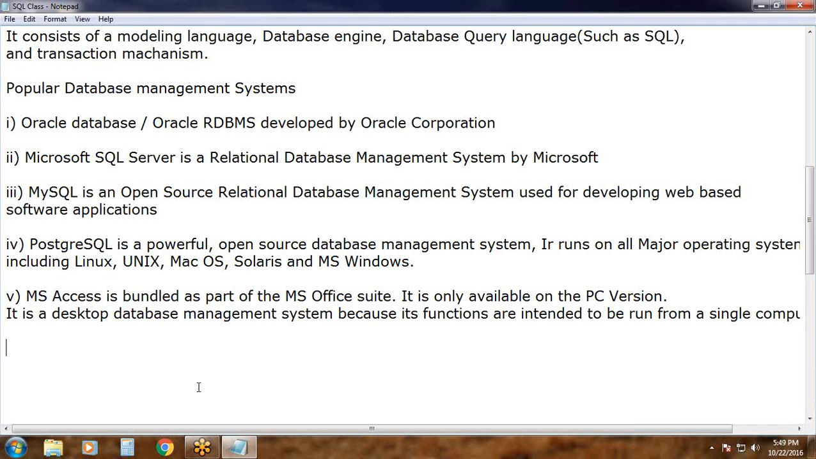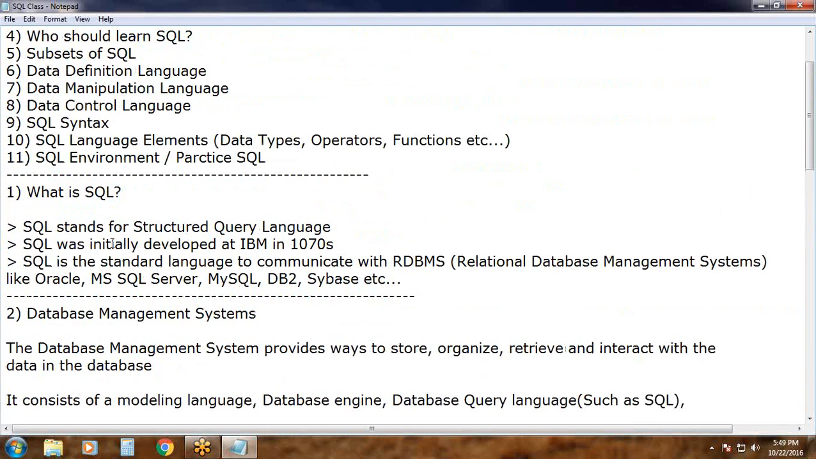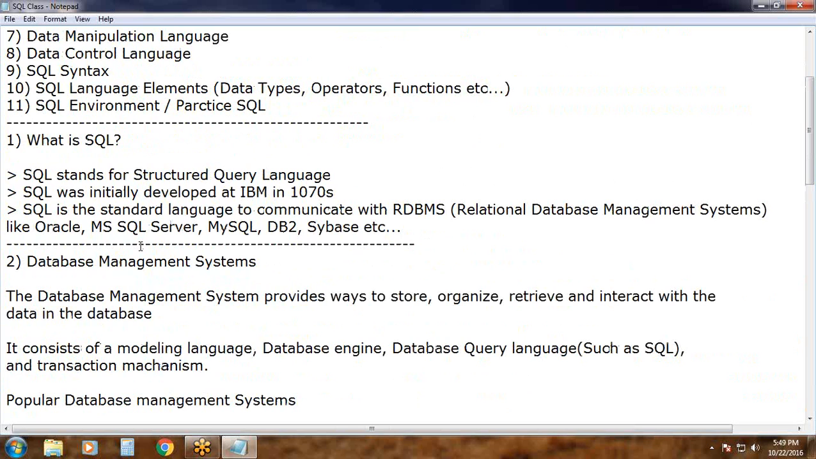Some other database management systems are also there, but these are the popular ones. So far we discussed two topics: what is SQL and database management systems. SQL is a database language to communicate with database management systems.